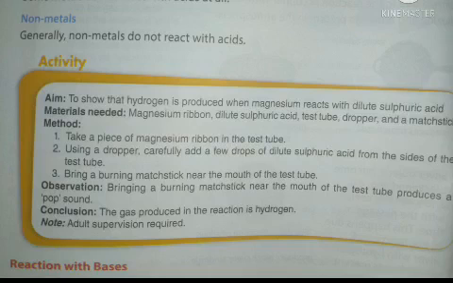Let us do an activity with the aim to show that hydrogen is produced when magnesium reacts with dilute sulfuric acid. The materials required would be magnesium ribbon, dilute sulfuric acid, a test tube, a dropper, and a matchstick. The method would be: first step, take a piece of magnesium ribbon in a test tube. Second step, using a dropper, carefully add a few drops of dilute sulfuric acid from the sides of the test tube onto the magnesium ribbon.